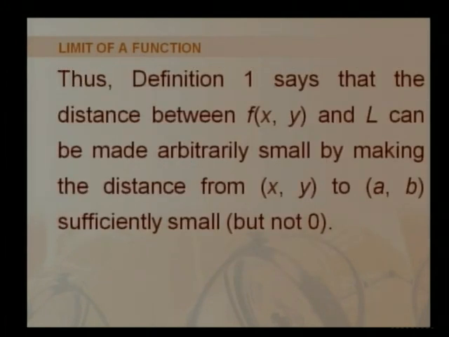Thus, definition 1 says that the distance between f(x,y) and L can be made arbitrarily small by making the distance from (x,y) to (a,b) sufficiently small. So here the distance between (x,y) and (a,b), we call it delta. We can take delta so small that the distance between f(x,y) and L is arbitrarily small, meaning they are almost near to each other.